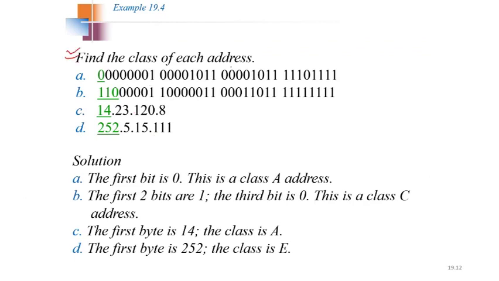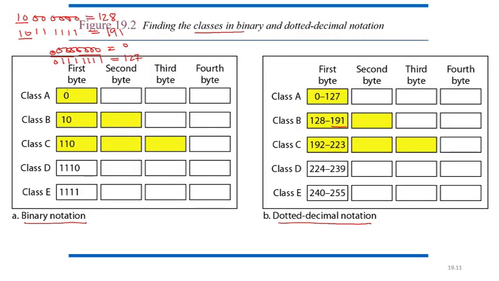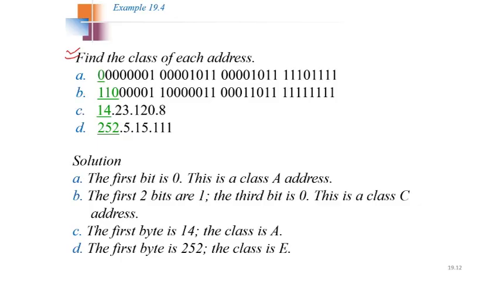Find the class of each address. Here we need to find out which class these addresses belong to. If this is the 32-bit IP address, the first byte's leftmost bit will be the criterion to identify which class it belongs to. It is 0, so we can say it belongs to class A because it is 0. Next one is 110. If it is 110, that means it belongs to class C.